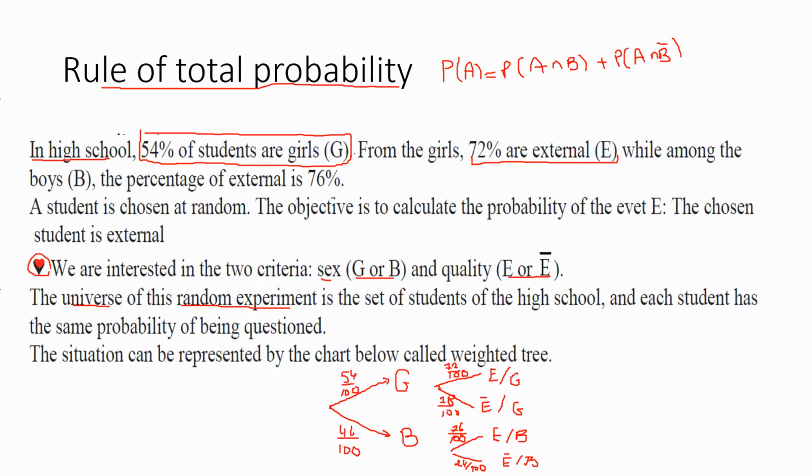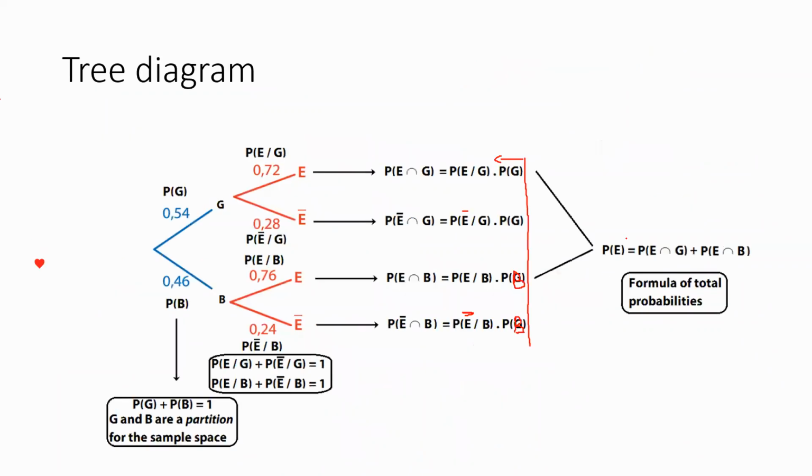Okay, but we need to calculate, if you notice here, the probability of the event E, the probability that the student is external. What is the chance for the student to be external? For the student to be external, I have two groups, either girl and external or boy and external. This is called the rule of total probability that we have seen before.